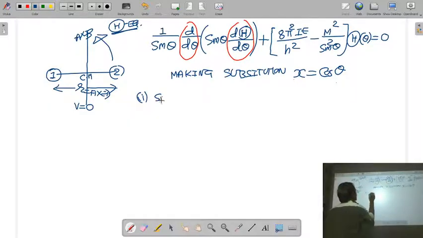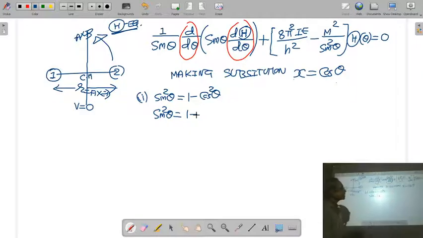You know very well, sin square theta plus cos square theta is equal to 1. So sin square theta can be written as 1 minus cos square theta. Now we have made the substitution x is equal to cos theta, so cos square theta will be nothing but x square. So sin square theta is equal to 1 minus x square.